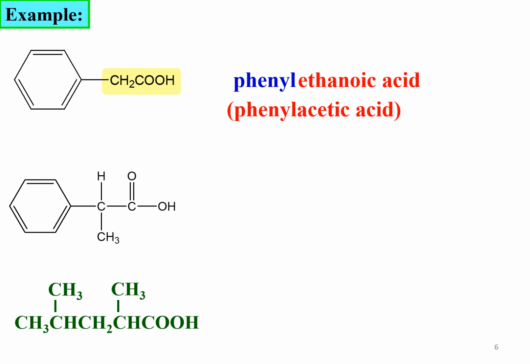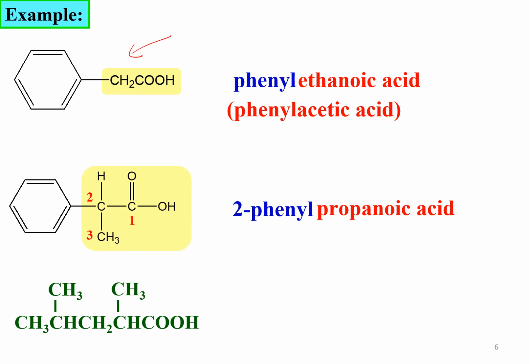Look at the next example. The longest continuous carbon chain is 3 carbons. So start numbering from the carbon of COOH: 1, 2, 3. So it's called propanoic acid as a parent. Then the benzene ring as a substituent is called phenyl, attached to carbon 2. So 2-phenylpropanoic acid.